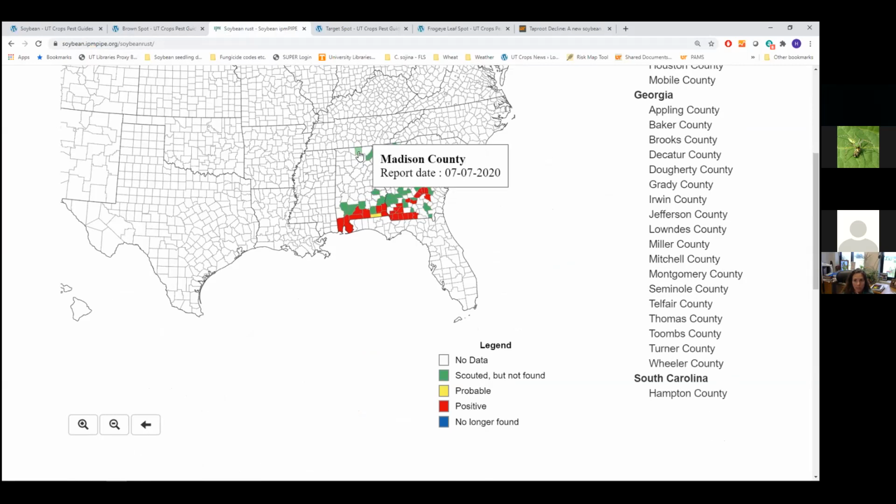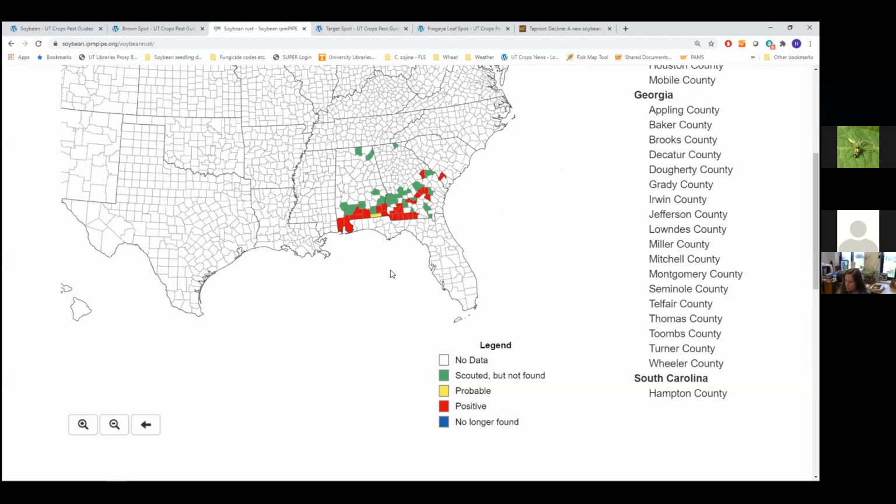And what's nice is it does show you where there have been reports but nothing found: they've scouted here but have not found any soybean rust. So as expected, it's all pretty low right now. Tropical storms or hurricanes are what really move those spores up into Tennessee every year. And that's what's needed because it can't overwinter here in Tennessee.